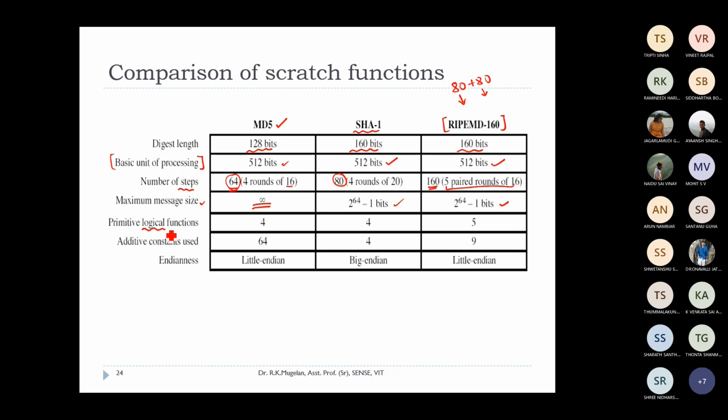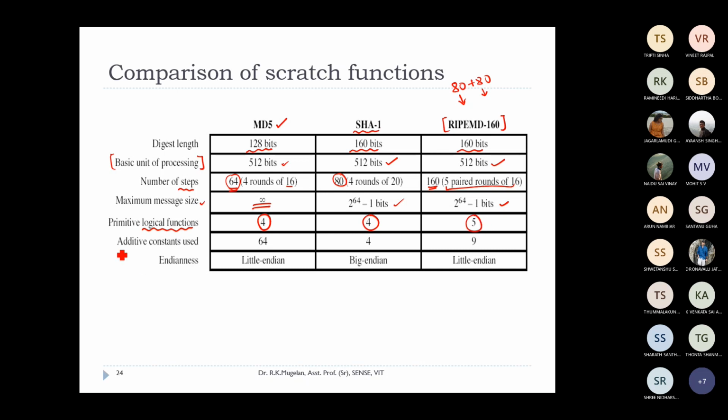These logical functions are similar to our Boolean functions. How we have XOR operation, there are also other operations called if and majority operation. We will be seeing them in the upcoming slides. So totally MD5 uses 4 different types of logical functions, SHA also 4, and this one has 5 different types of logical functions.